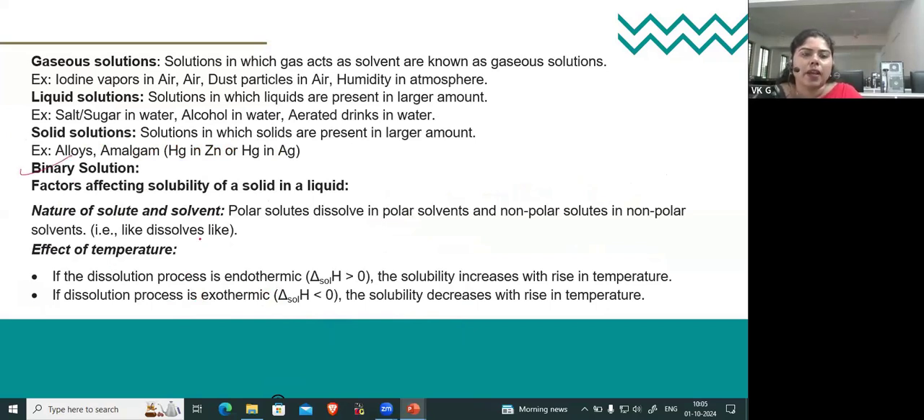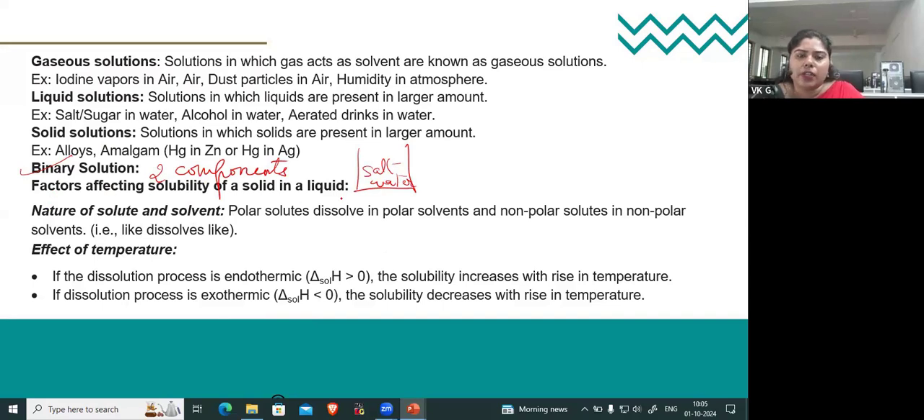Then we went to something called a binary solution. In a binary solution, how many components will there be? Two components will be present in binary solutions. Like, you have salt and water. There are two components there: one is salt and the other is water. So we have mainly dealt with only binary solutions.